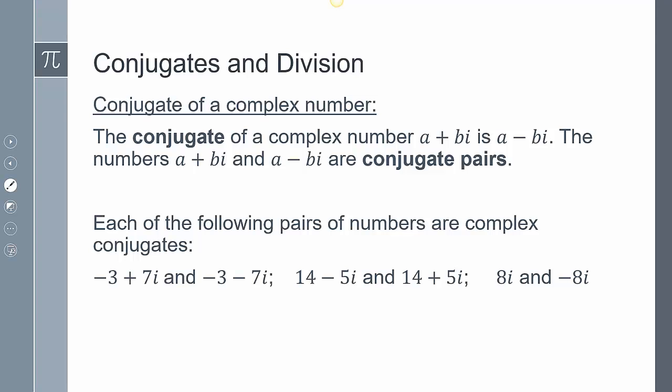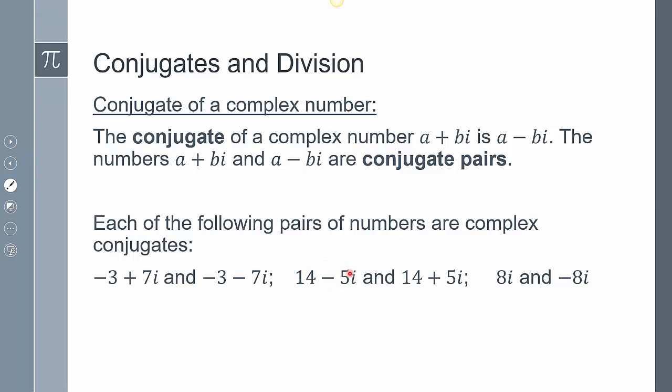Now talking about the conjugate. The conjugate of a complex number a plus bi is going to be a minus bi. Now the numbers a plus bi and a minus bi, we call those conjugate pairs. So each of the following numbers we consider conjugate pairs. A plus bi, a minus bi.